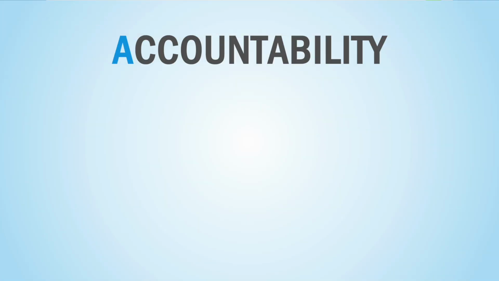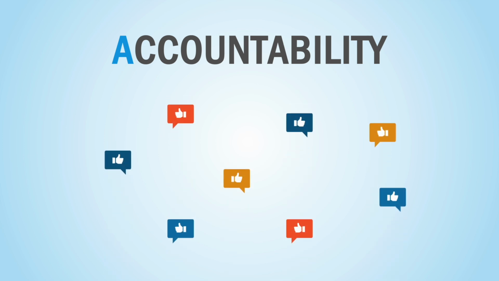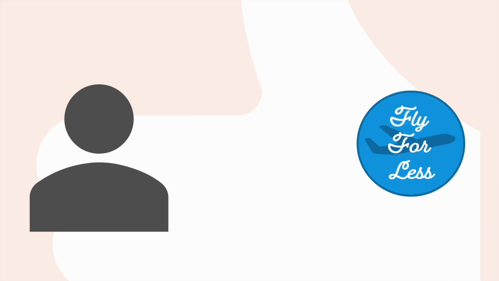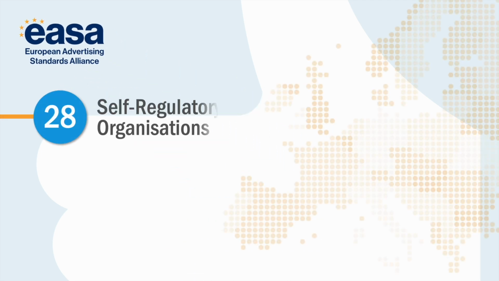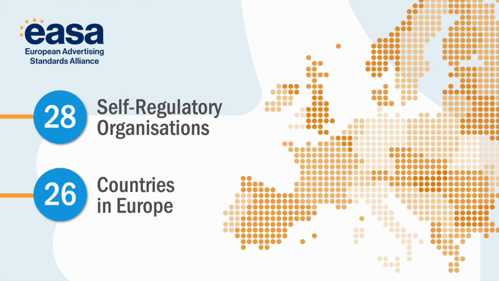We've come to the last piece of the puzzle: accountability. We believe that when everybody plays by the same rules, everybody benefits. Firstly, we want consumers to feel empowered to ask questions, seek reassurance, and develop trust-based relationships with brands through their intermediaries. We work with the European Advertising Standards Alliance and the network of 28 national self-regulatory organizations it coordinates in 26 countries in Europe that address consumer queries and complaints efficiently.